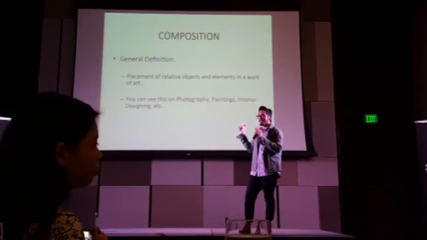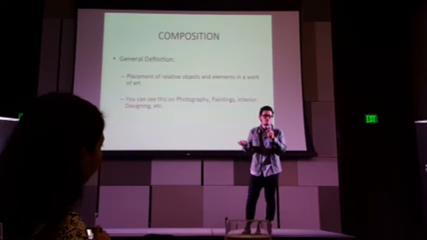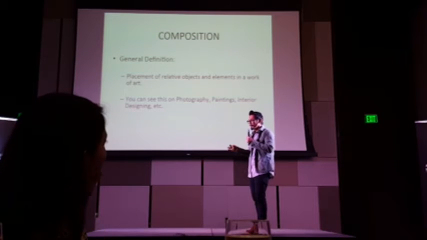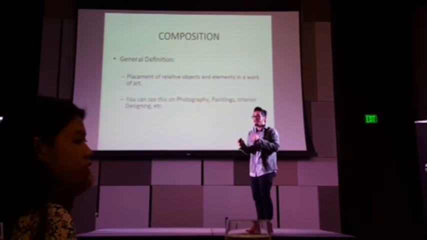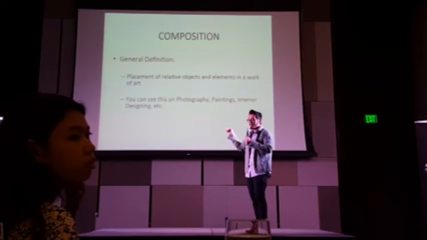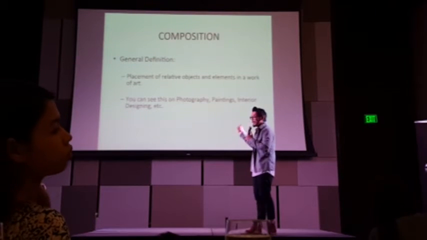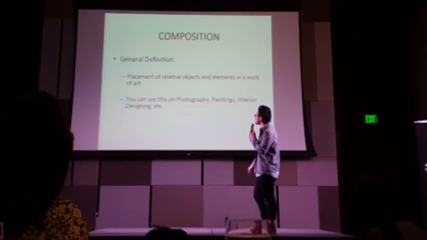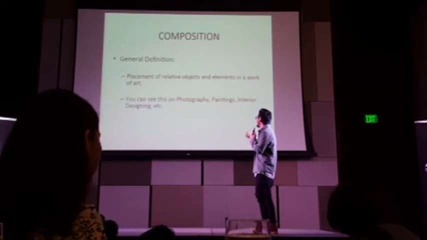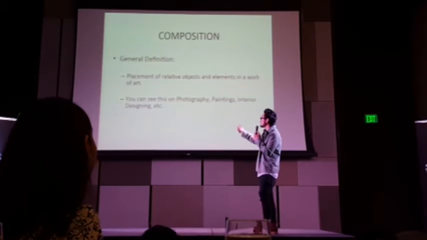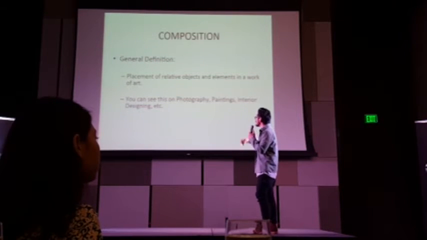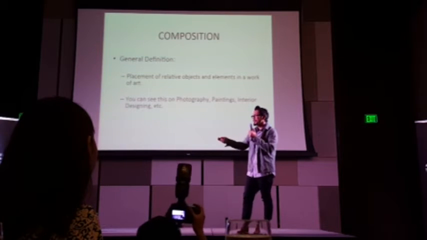Then the second one is about composition. Of course, these are I think the two important key elements in a photograph. The one is lighting, and the second one is composition. Very, very important. The general definition is the placement of relative objects and elements in a work of art. You can see this in photos and paintings, photography, interior designing, etc.